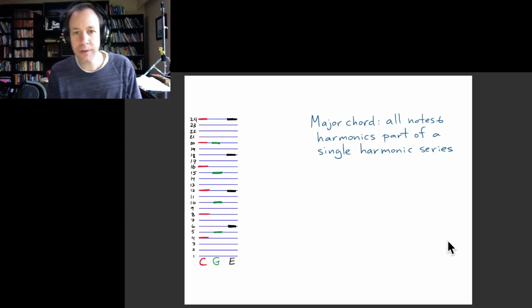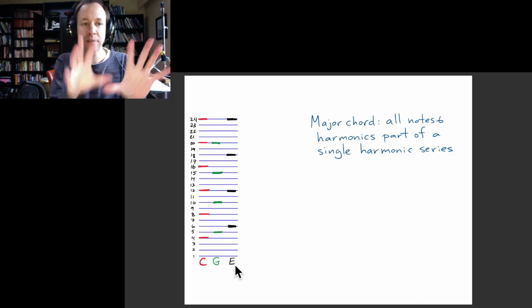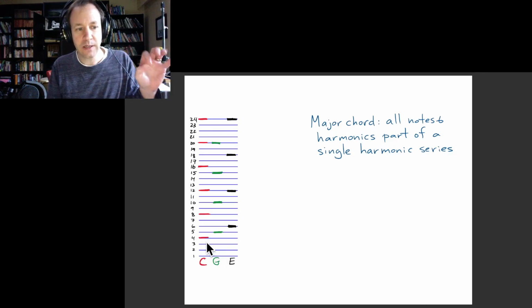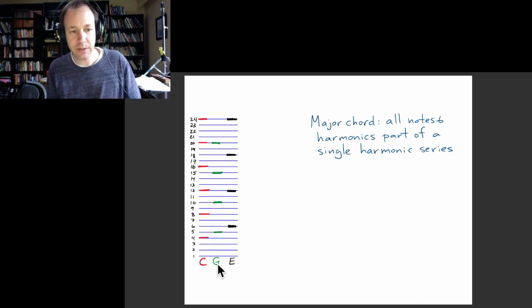So one of the cool things about a major chord is that if you think about the three notes in the chord, and then also all of their harmonics, all of those pure tones fit into one harmonic series for a note that is two octaves lower than the bottom note of our chord.